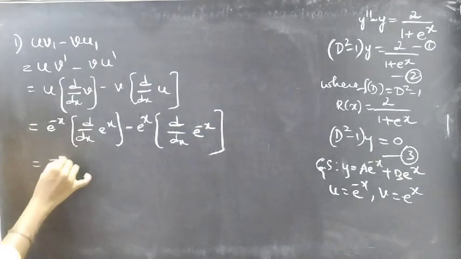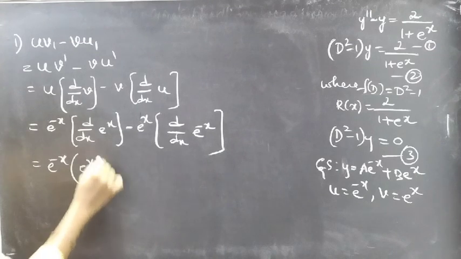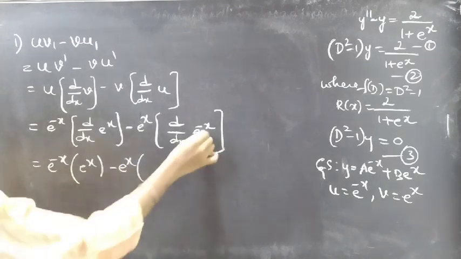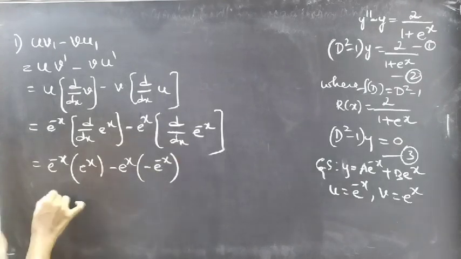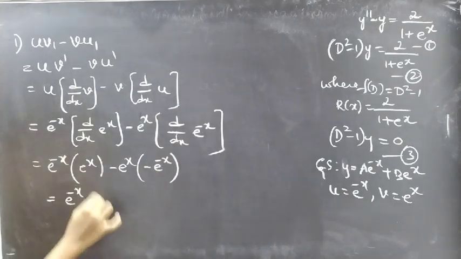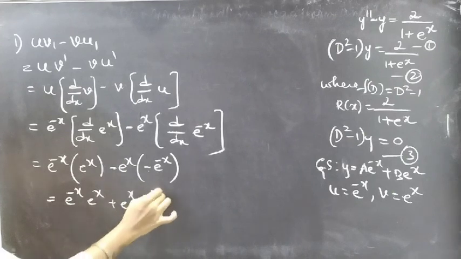This is equal to e power minus x into the derivative of e power x with respect to x, which is e power x, minus e power x into the derivative of e power minus x with respect to x, which is minus e power minus x. This is equal to e power minus x into e power x, minus into minus, plus e power x into e power minus x.